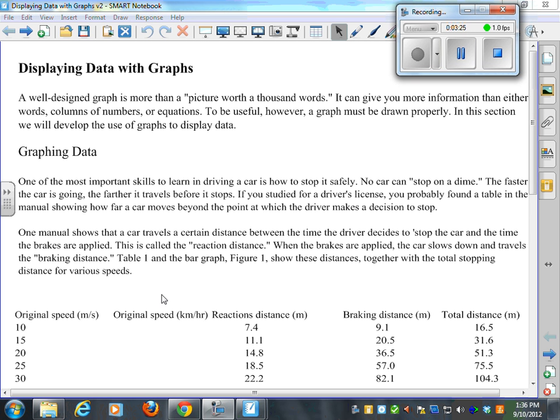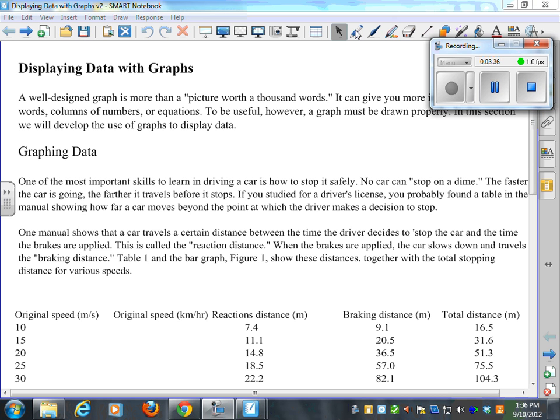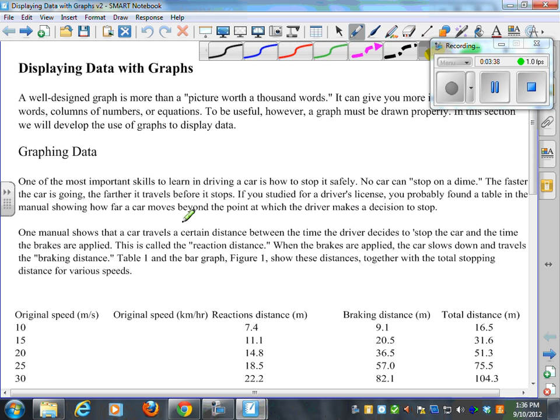One manual shows that a car travels a certain distance between the time the driver decides to stop the car and the time the brakes are applied. This is called, as Brett mentioned, the reaction distance. Okay, so we talked about reaction time, really. What's the reaction distance? The distance you travel during the reaction time.